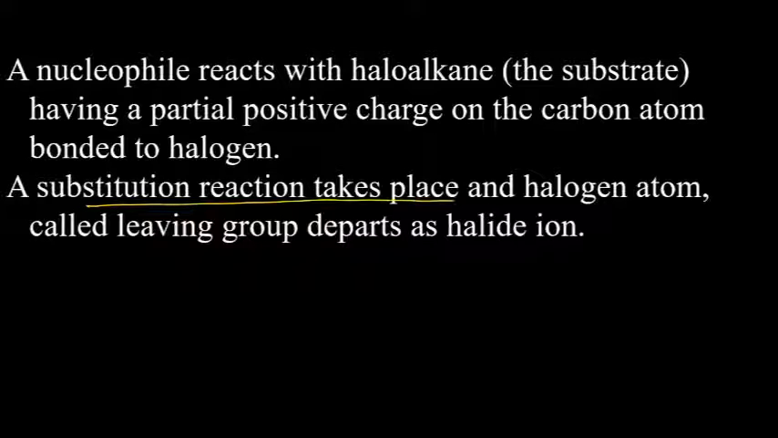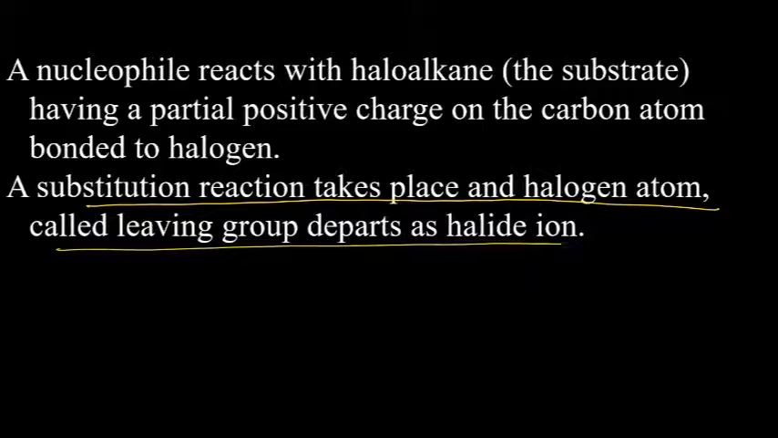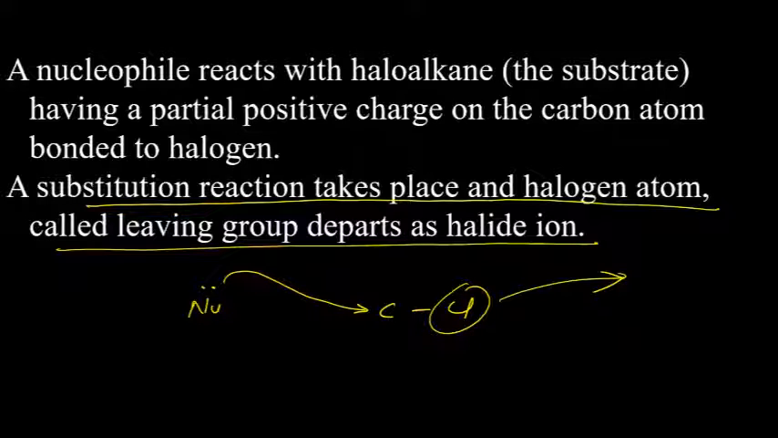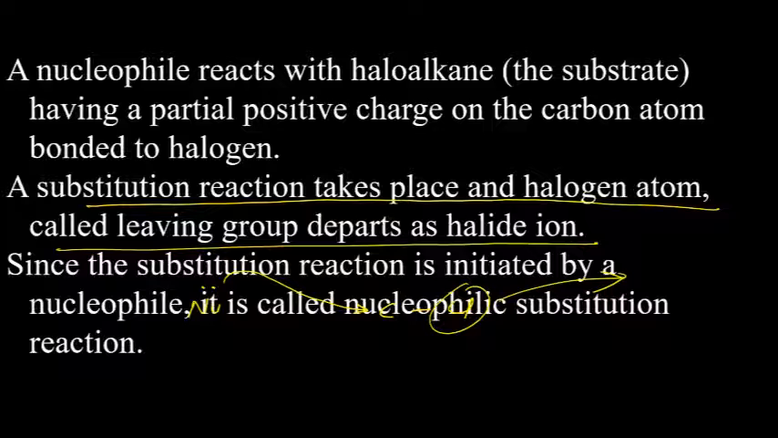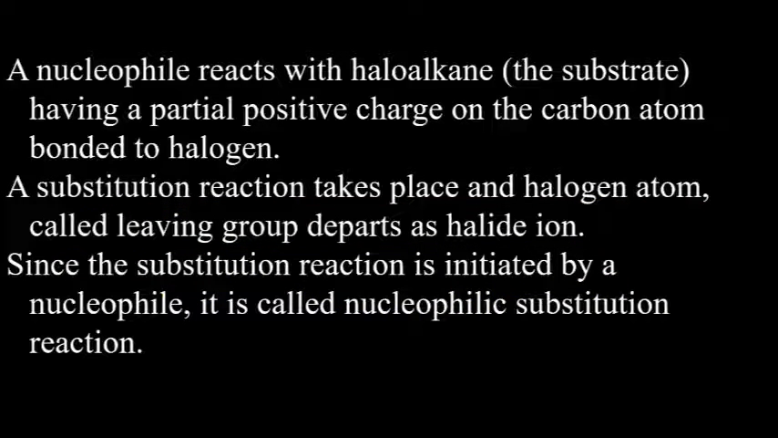A substitution reaction takes place and the halogen atom, called the leaving group, departs as halide ion. So it means nucleophile gets attached. So if this chlorine is attached, say nucleophile attacks here, gets attached to this carbon, and chlorine goes away. That's why it is a substitution reaction. Since the substitution reaction is initiated by nucleophile, that's why it is called nucleophilic substitution reaction. So nucleophile attacks on the positive carbon and halogen leaves as halide.